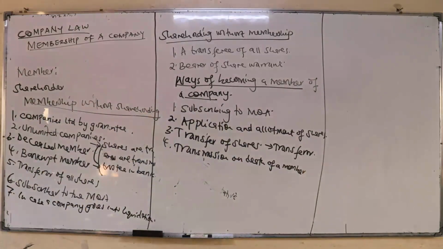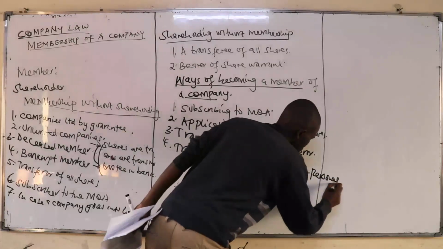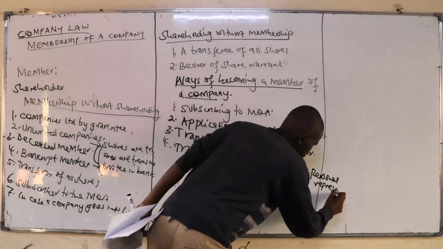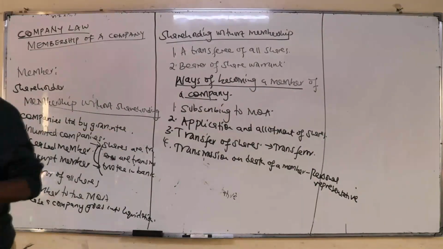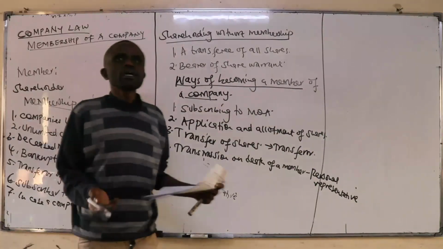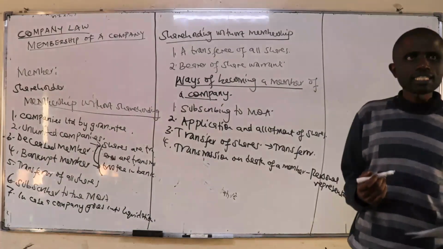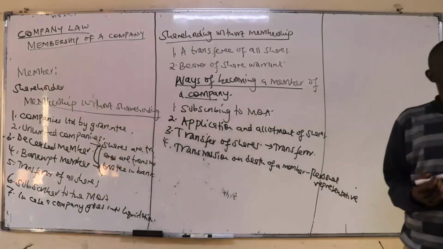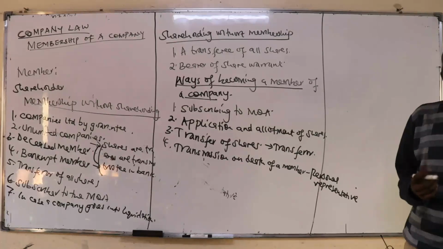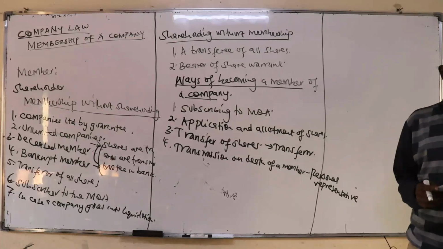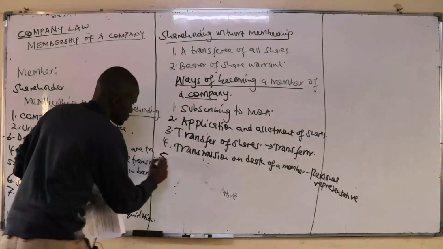Personal representative. This is the way you put your answers. You say that upon death of a member, the shares are transmitted to the personal representative, and the personal representative becomes a member upon his name being entered in the register of members. Are you together? Yes.